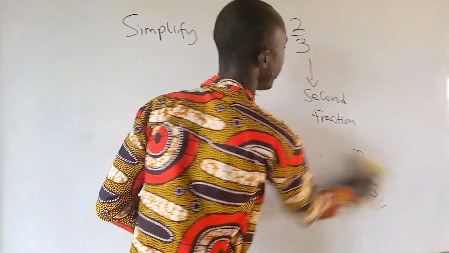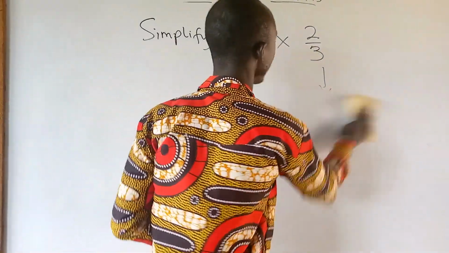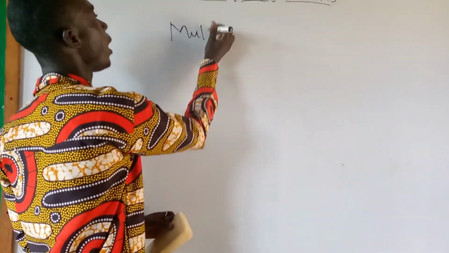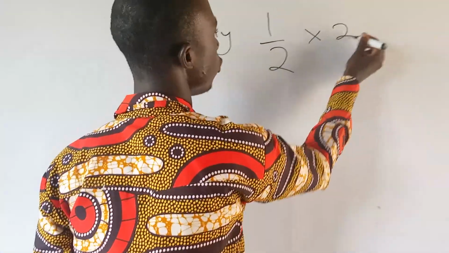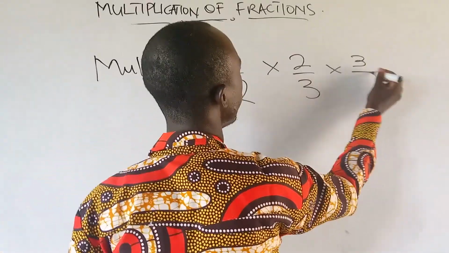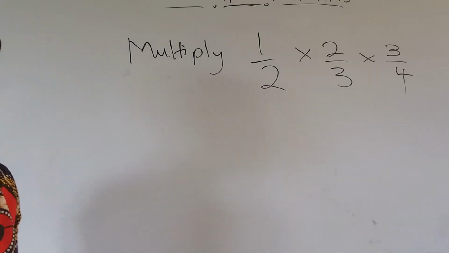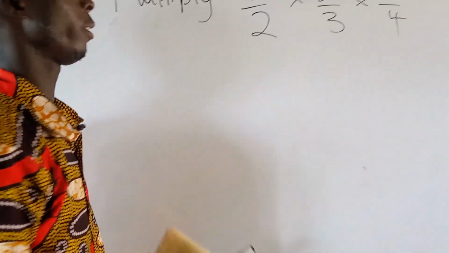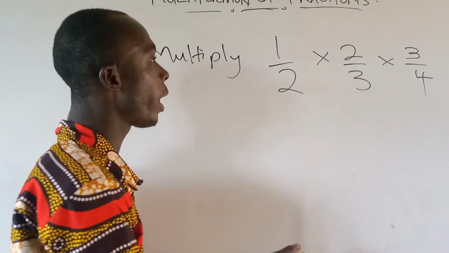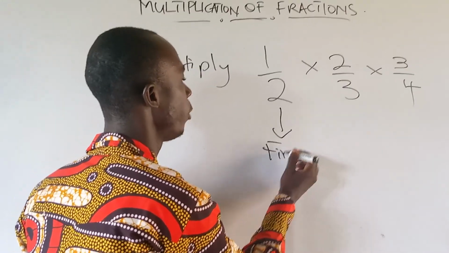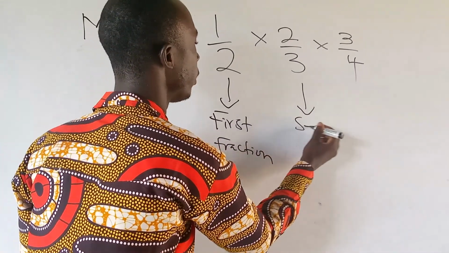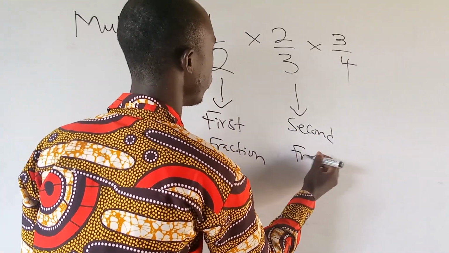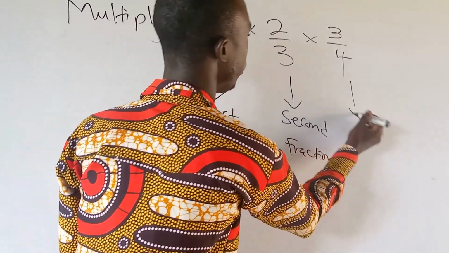Let us take our second example. Multiply 1 over 2 times 2 over 3 times 3 over 4. This time I've given you 3 fractions. So we have the first fraction, second fraction, and third fraction.